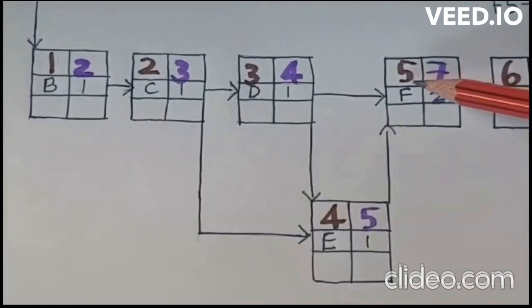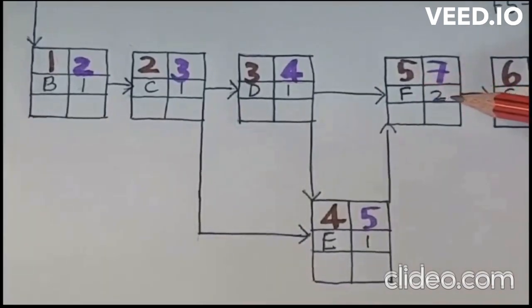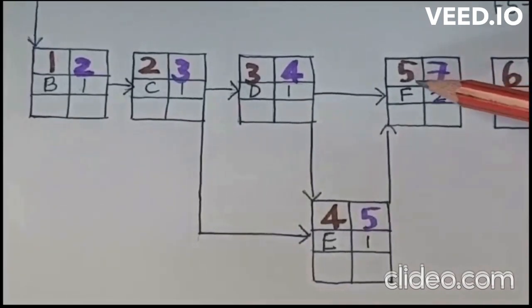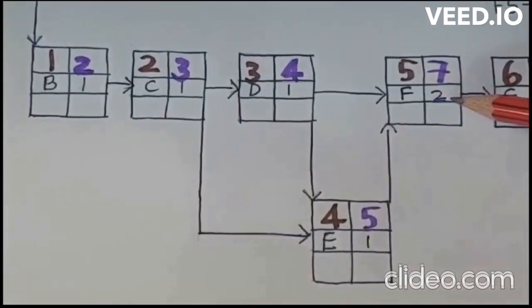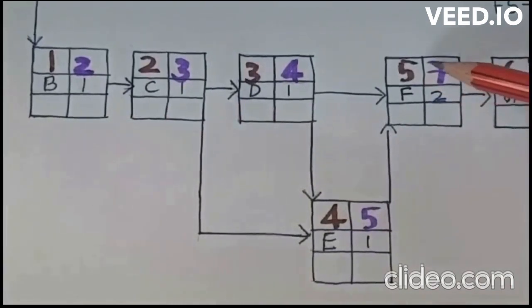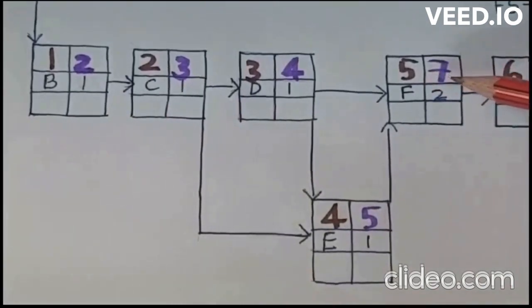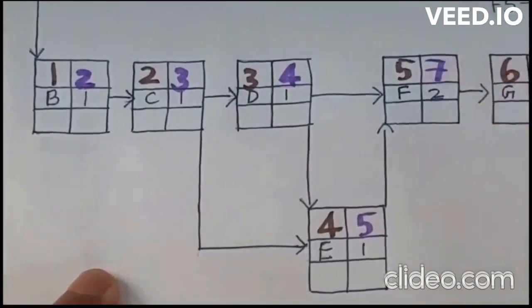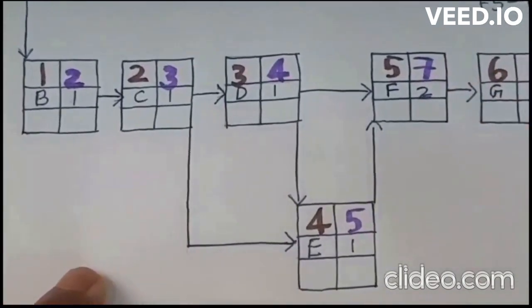And how will you calculate the earliest finish time of activity F? Earliest start time plus duration. So 5 plus 2, that is equal to 7, and you can enter that value 7 here in this box. And moving on to the next activity, G.